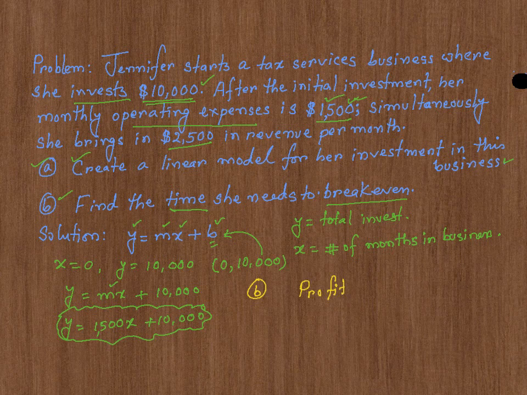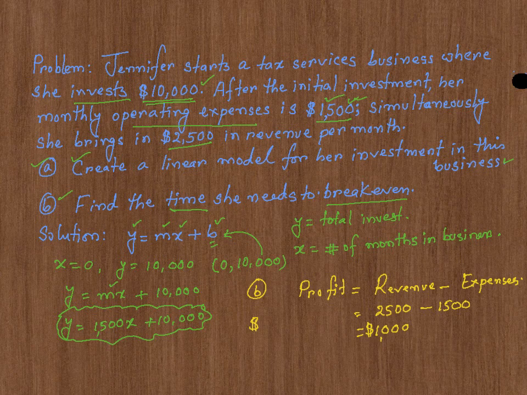So remember this formula. Profit is kind of like common sense. Profit is equal to revenue minus your expenses, right? So every month, what is her profit? It's going to be $2,500, her revenue, minus expenses, because operating expenses are $1,500, which leaves her with $1,000 profit. So every month her profit is $1,000.